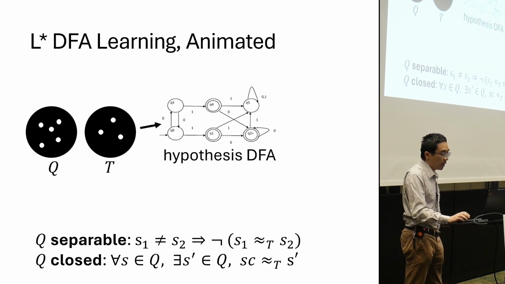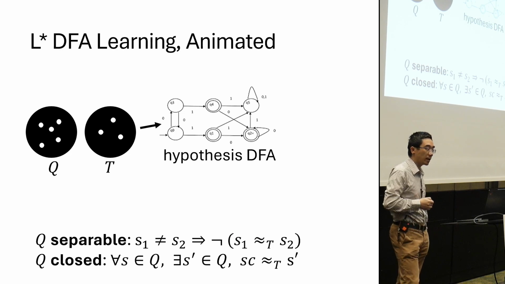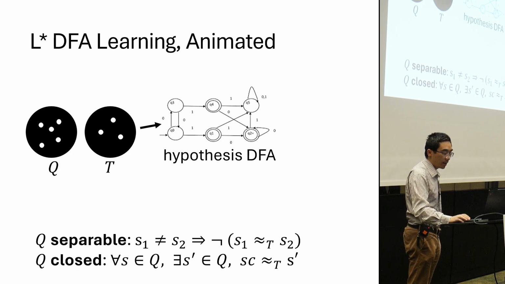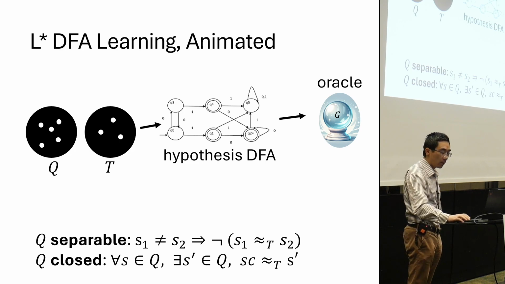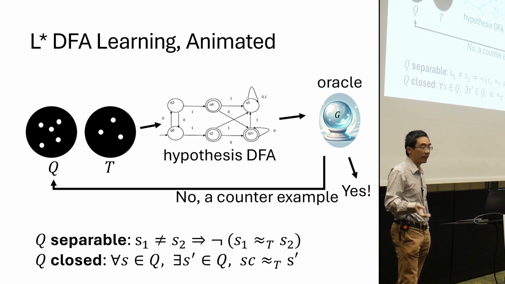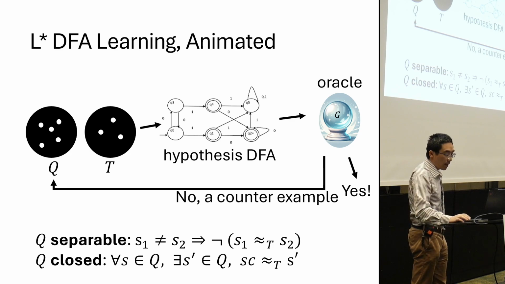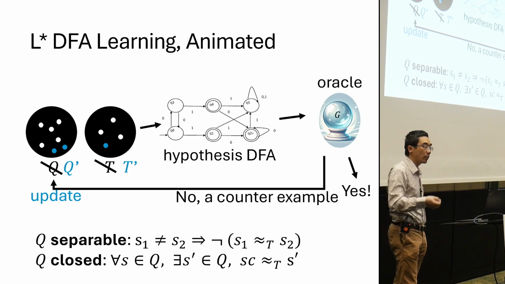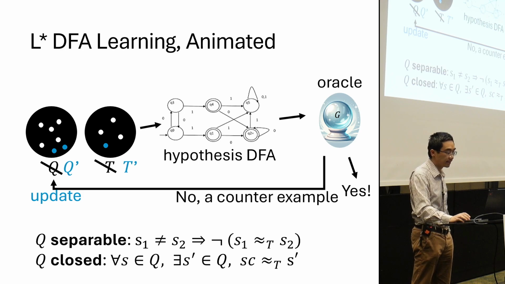Okay. And then if Q is separable and closed, then we can construct a hypothesis DFA based on the strings in Q. And then we can submit an equivalence query to the oracle. And then if the oracle says it's equivalent to the internal grammar G, then we already found our DFA. Otherwise, the oracle returns a counterexample. The counterexample is used to update Q and T to get Q prime, T prime, and the process continues, and also the process terminates.